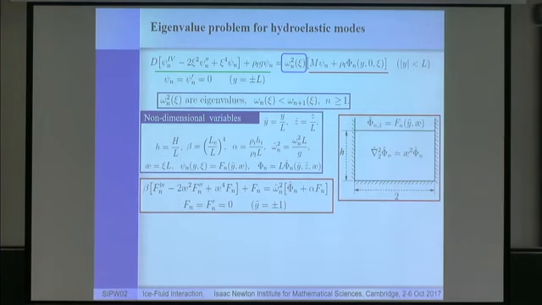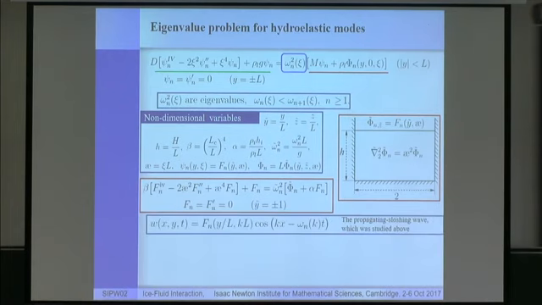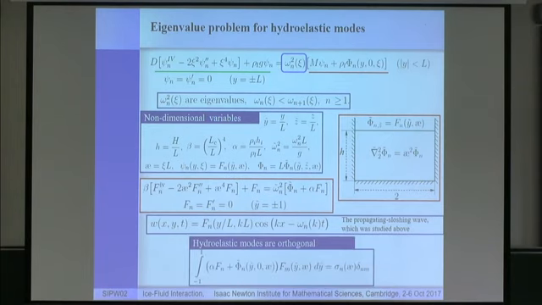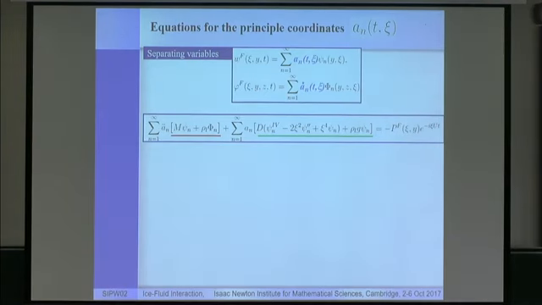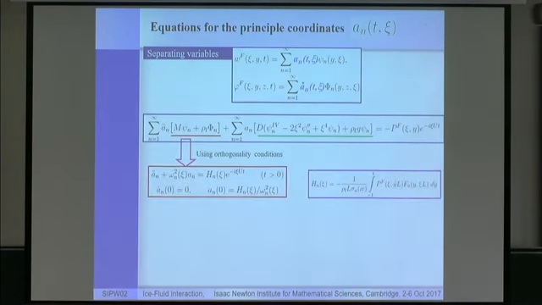And to solve this problem in non-dimensional variables, we obtain this equation. But actually, this equation, according to the function f, is the same function f as in the first problem, for the propagating floating wave in the channel. And then this function satisfies the orthogonality condition. We will use these conditions, and after substituting the series and using the orthogonality condition, we obtain the equation for the principal coordinate A.